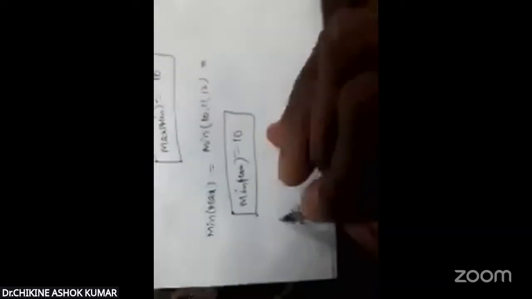So I got maxi-mini value also 10, mini-max value also 10. If these two are the same, then we say this kind of problem comes under pure strategy. Here maxi-mini is equal to mini-max, that is, this is 10, this is 10. Then this kind of problem is known as pure strategy.